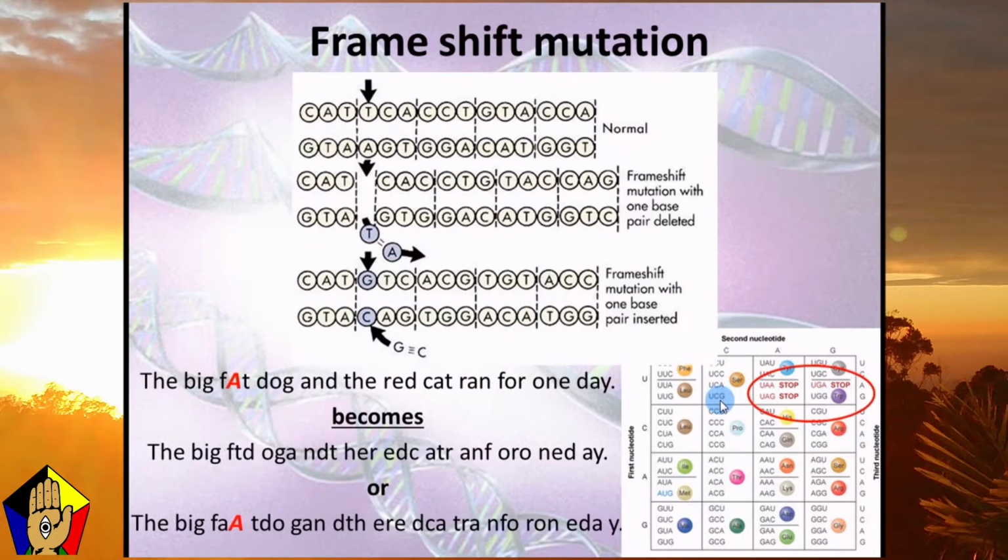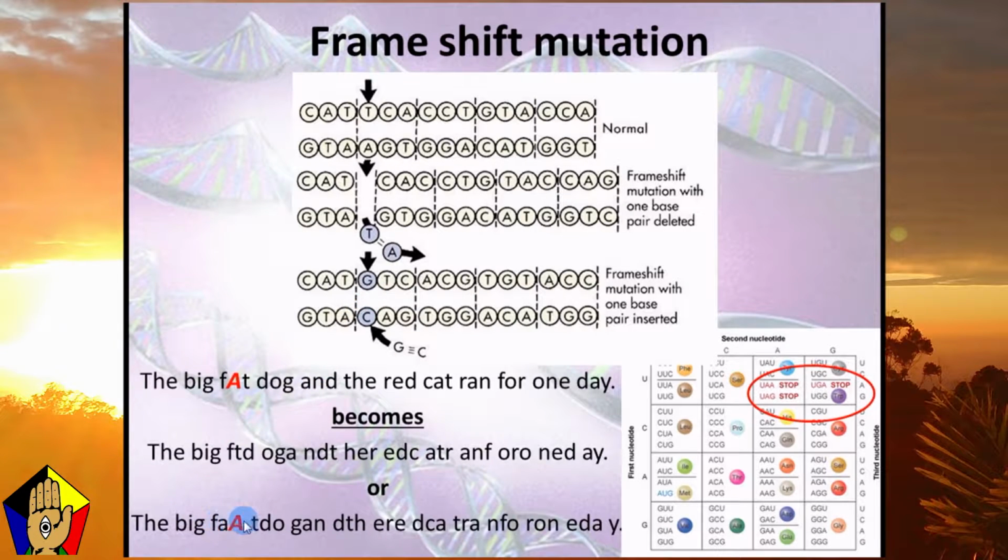Right? The next one's called a frameshift mutation. These are the more dangerous because in a frameshift, what happens is you lose an entire letter. So when you lose the letter, it changes how the whole sentence makes sense. Remember, every word has to be 3 letters long. So the big fat dog and the red cat ran for one day, if you lose just one letter, it changes every word beyond that. The big, and then look, 3-letter, 3-letter, 3-letter, all the way along. So it's like illegible. Same thing as if you put a letter in that doesn't belong there. That's still a frameshift mutation.